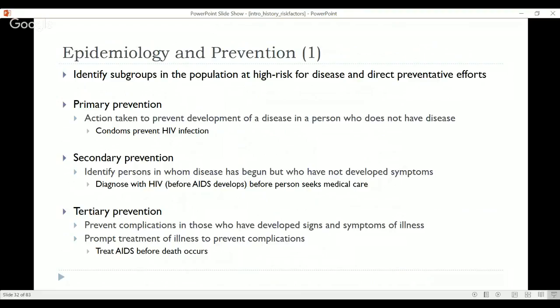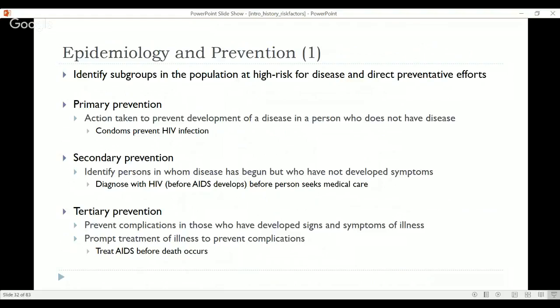Secondary prevention, on the other hand, would be to identify persons in whom disease has begun but who have not developed symptoms. So sticking with this HIV analogy, you would try to diagnose someone with HIV before AIDS develops, before the person is seeking medical care. They don't have symptoms yet, but they are infected and could go on to pass the infection on to someone else. But if you can diagnose them before they're seeking medical care, right, then you can at least make them aware of the condition.